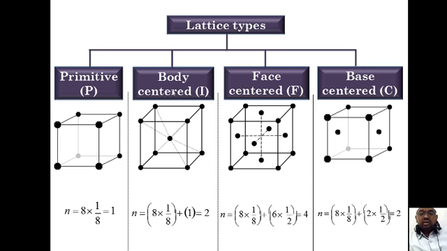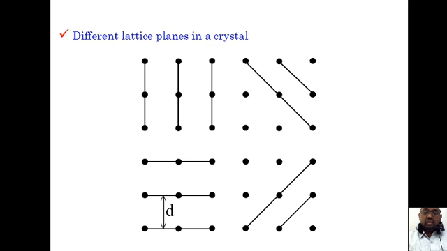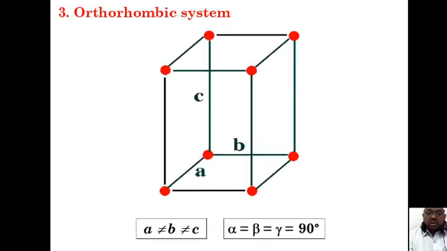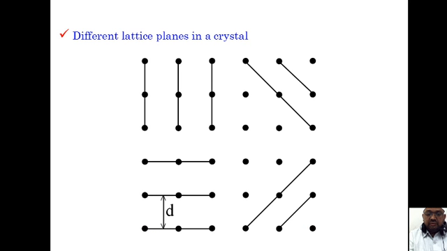So this is about the primitive, body centered, face centered, and base centered lattice types. These four lattice types are arranged here. Now we don't require this particular aspect. Now we move to the next important parameter, the Bravais lattices. Just now we had the information regarding the Bravais lattices.